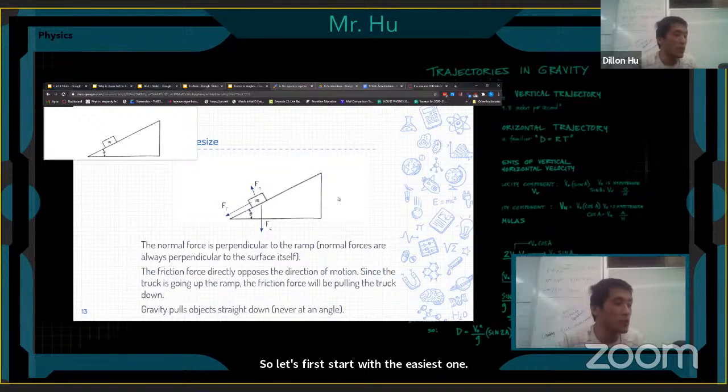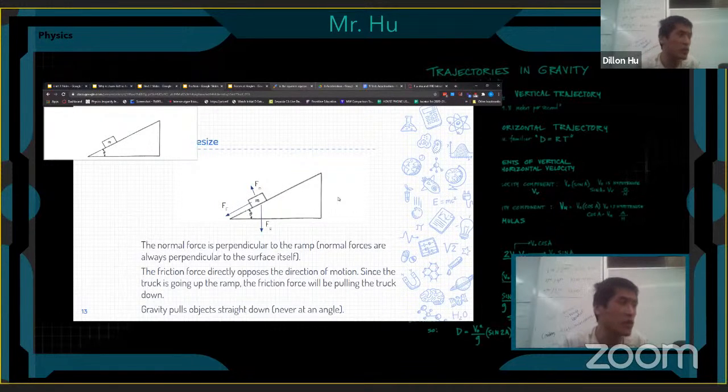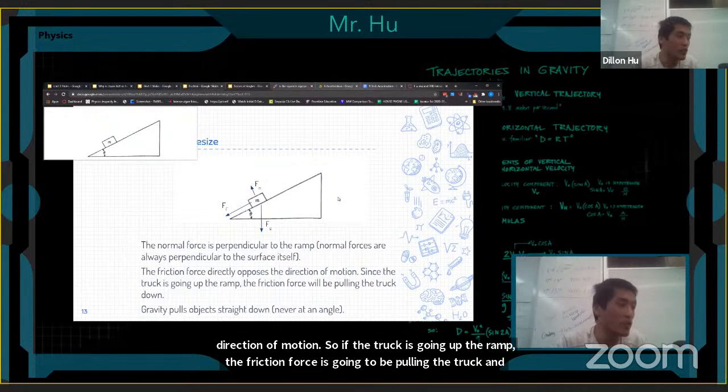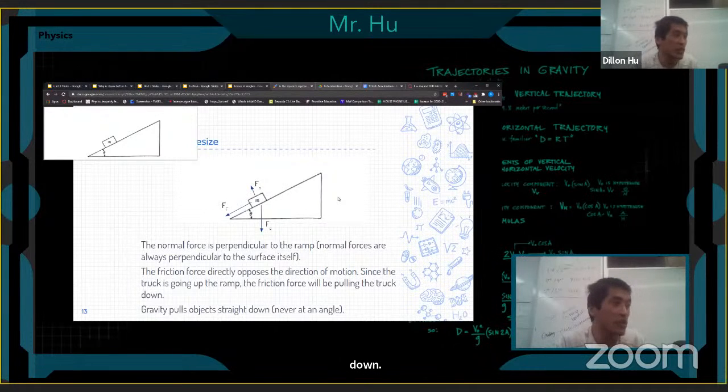What about the force of gravity? Well, gravity always pulls objects straight down. It does not pull objects at an angle. That's something that can easily be misinterpreted. Gravity always pulls objects straight down. And the normal force is always perpendicular to the surface. So in this case, the normal force is perpendicular to the ramp, so it actually is pointing at an angle.